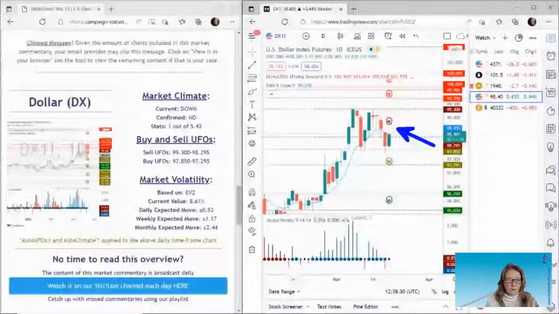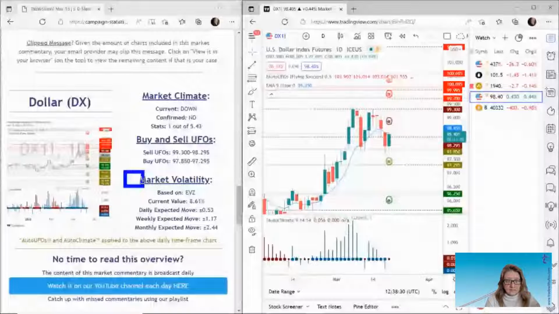So overall, we have sellers pushing down right now, buyers pushing up right now, pretty much at the same place or very, very close together. And we've got an unconfirmed climate. So again, no need to be trading this. There's no clear direction in either way.